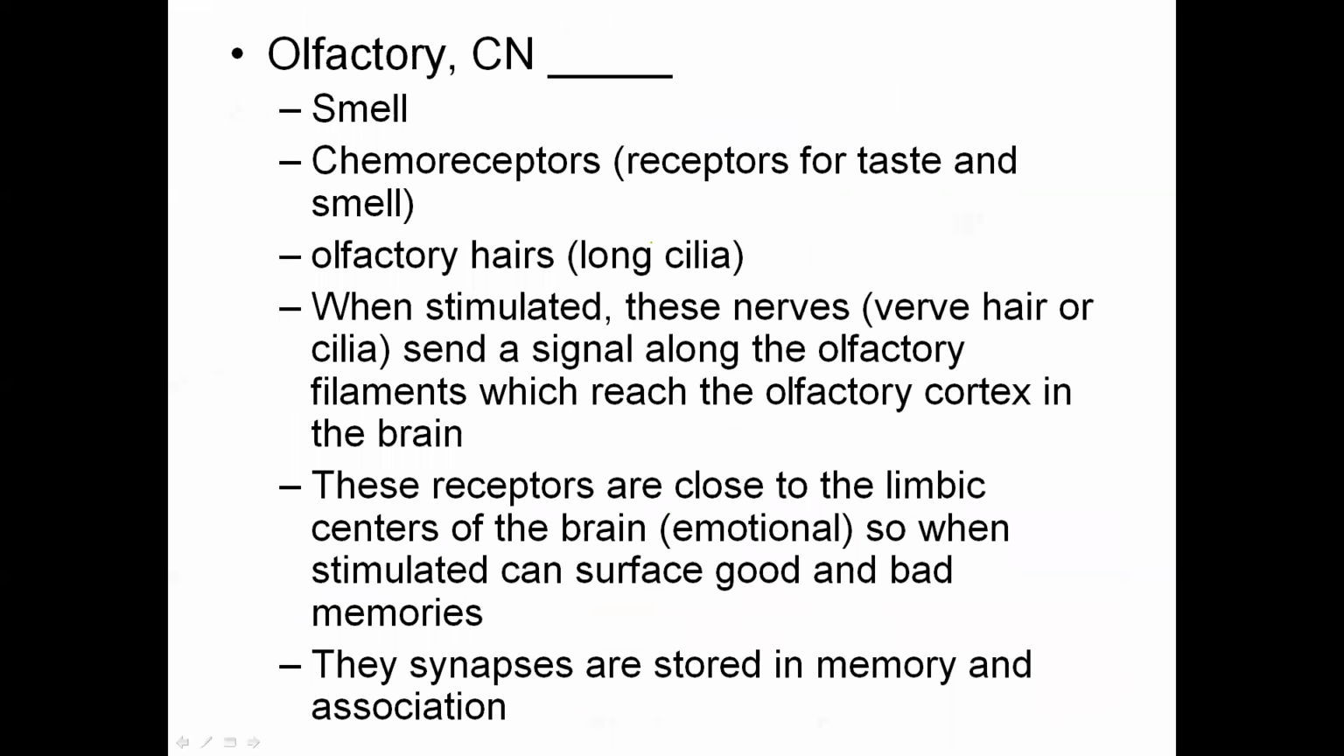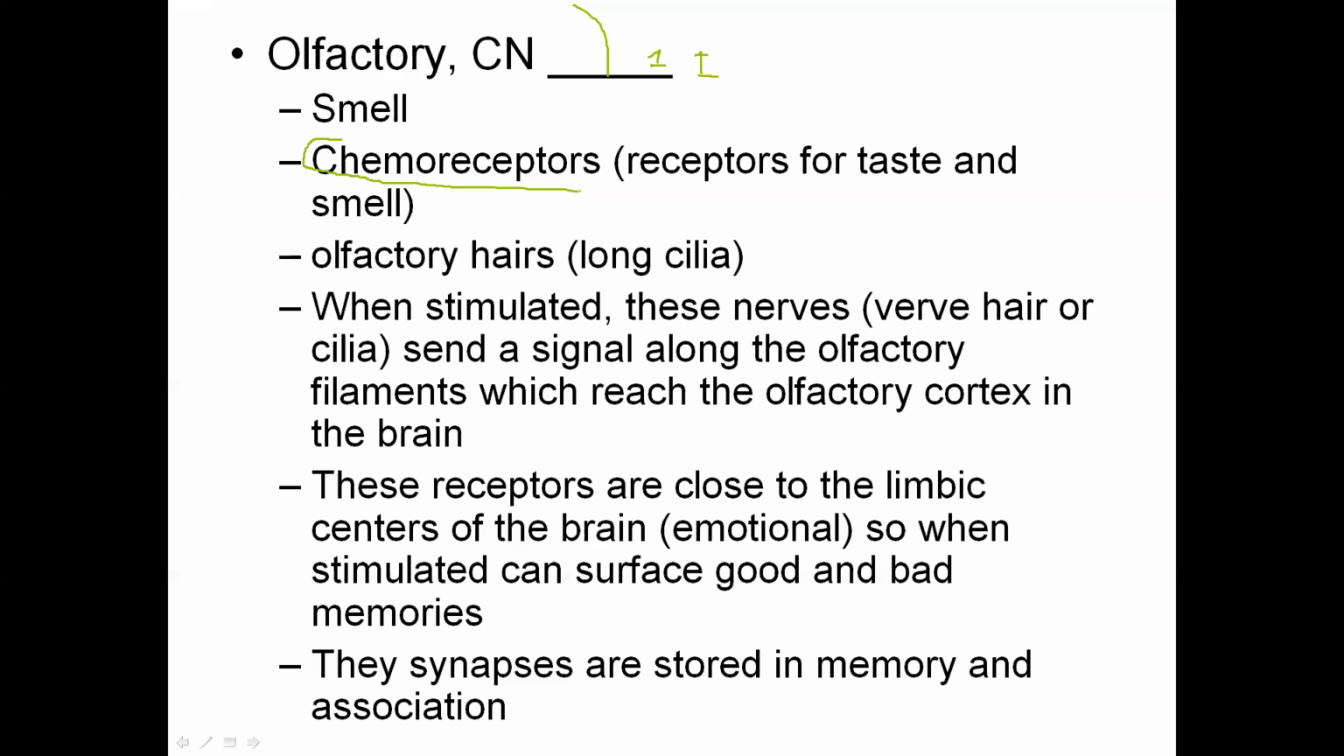Okay, smell. So olfaction is the fancy word for smell. Okay, and this is functioned by cranial nerve 1. And technically it's Roman numeral. Okay, so olfactory nerve or cranial nerve 1 is done by chemical receptors, chemoreceptors. And these are receptors to help you interpret the sense of smell.